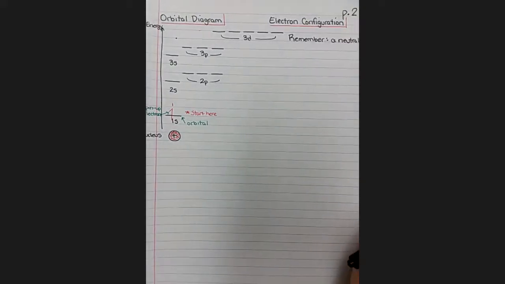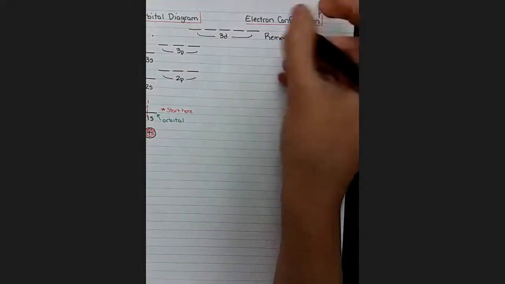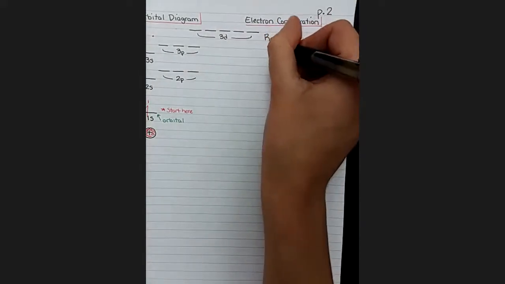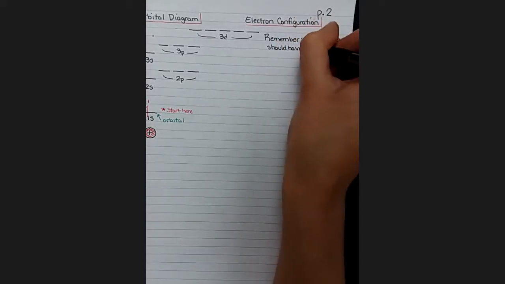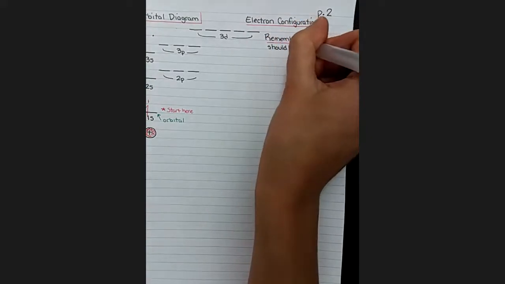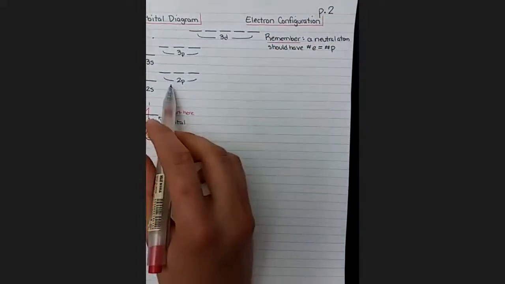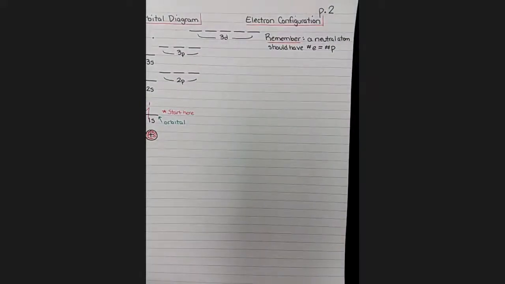Oh, going off the screen. There we go. Remember that a neutral atom should have the same number of electrons as the number of protons, so that it is neutral. So we can draw the orbital diagram or the electron configuration for a neutral atom. We can just look up the number of protons and draw that number of electrons.